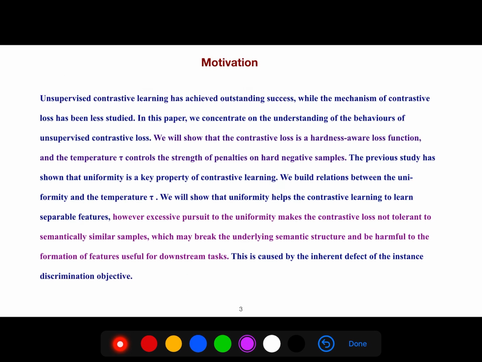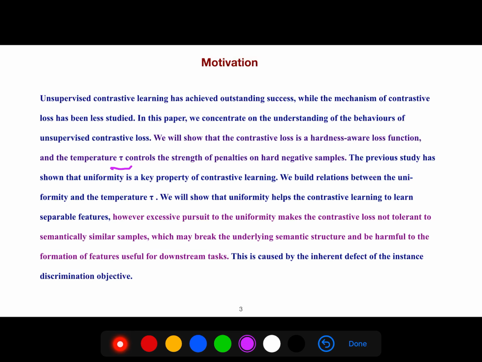Unsupervised contrastive learning has achieved outstanding success, while the mechanism of contrastive loss has been less studied. In this paper, they concentrate on understanding the behaviors of unsupervised contrastive loss. They show that contrastive loss is a hardness-aware loss function, and temperature tau controls the strength of penalties on hard negative samples.